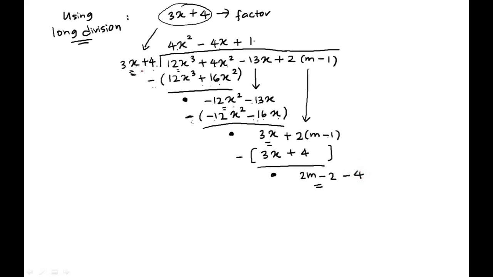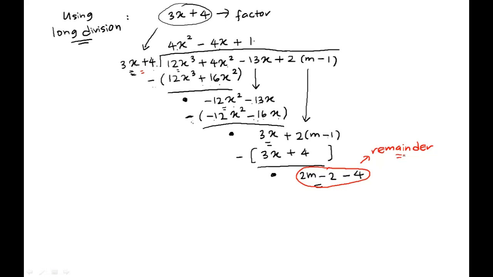Boleh tak kita terus sambung lagi dia punya bahagi? Okay, boleh tak bahagi lagi dengan 3x plus 4 ni? We have 2m minus 2 minus 4. Okay, tak boleh. Why? Because 2m minus 2 minus 4 ni, okay, dah tak ada x. So that means this is our remainder. Okay, in Malay, baki. So dah tak boleh nak proceed dah, sebab dah tak ada x. So kita boleh conclude ini kita punya remainder lah.